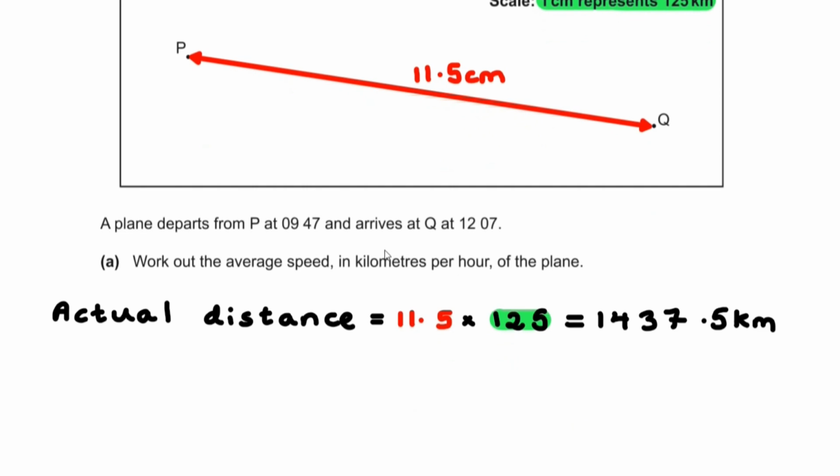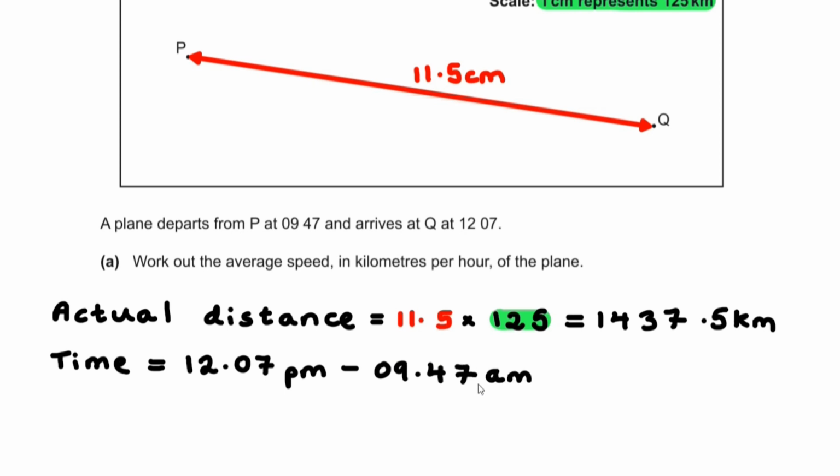Now what we can do is find out the time from P to Q. So the time from P to Q, well, we've got 12:07 PM subtract 9:47 AM, and if I work out what this is equal to, I end up with 2 hours and 20 minutes.